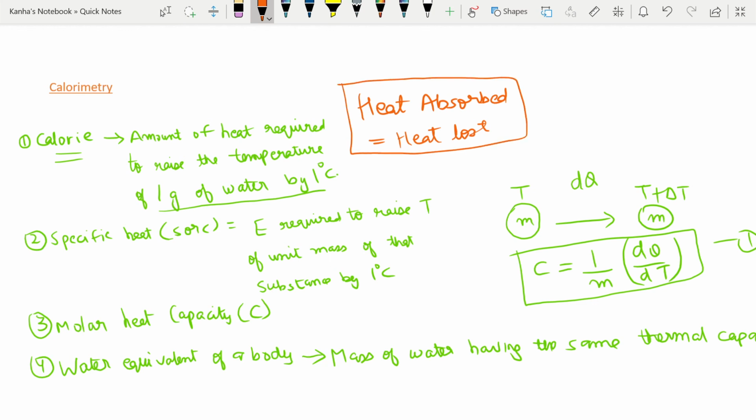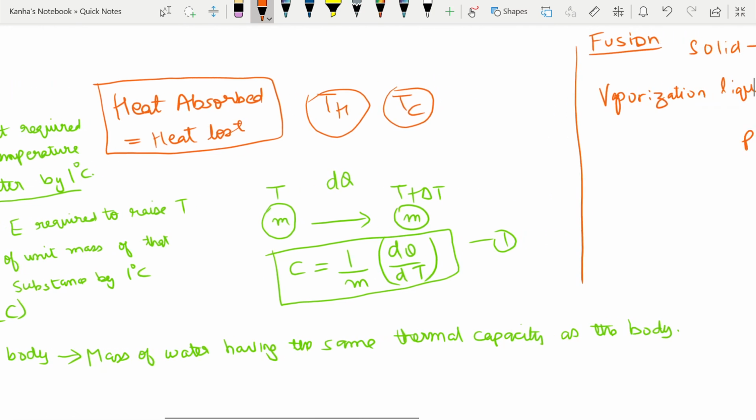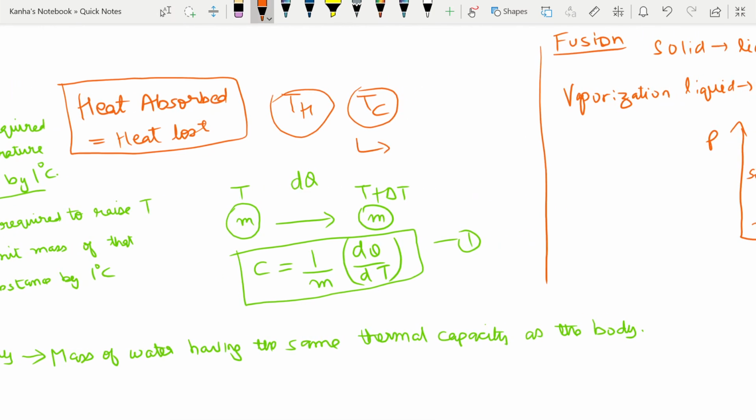When you mix two substances or keep two substances in contact, this will always be the case. Also note that the temperature of the mixture T, for example, if there was a hot body TH and a cold body TC, when you mix these two or place them in contact, they will attain a final temperature, let's say T. This temperature will always be greater than or equal to your lower temperature, and lesser than or equal to your higher temperature. We'll do several problems to see these in action.